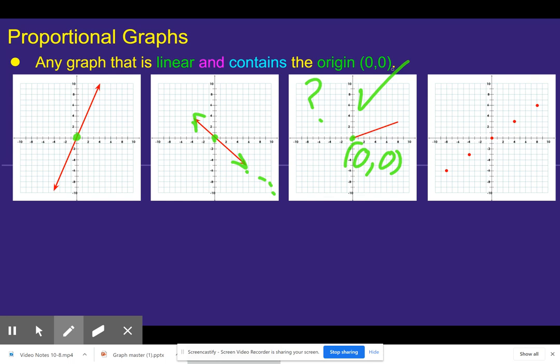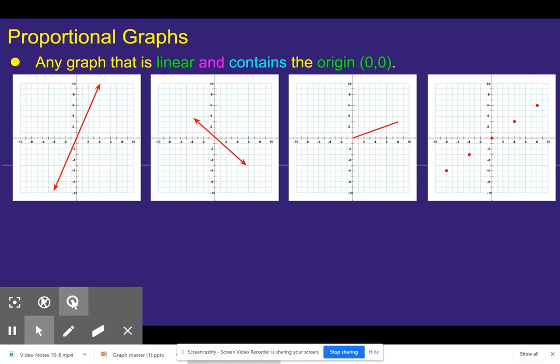The last one here is called a discrete linear function, which means the dots are disconnected. However, it is still a linear function because if I did draw a line and connect my dots here, it would indeed go through the origin. So there's four examples of what you're looking for when you look at a graph to see proportionality.